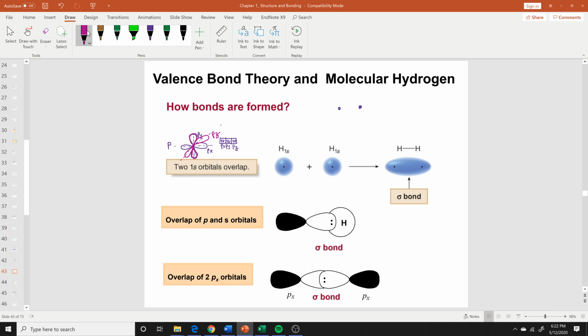Normally, to make sigma bonds, this is the s orbital over here. The s orbital is circular in shape, and it has a maximum capacity of 2 electrons. In order to make a sigma bond, either you have 2 s orbitals that overlap with each other. Each s orbital has 1 electron, as in the case of hydrogen.